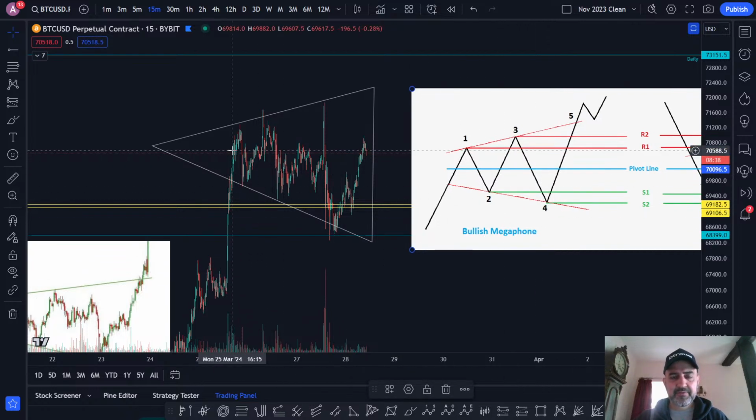You've got the price coming in from the lows. Maybe that's the, I mean, this is just an example. It doesn't necessarily have to be exactly like this, but it does look like we're forming some kind of megaphone at the moment.